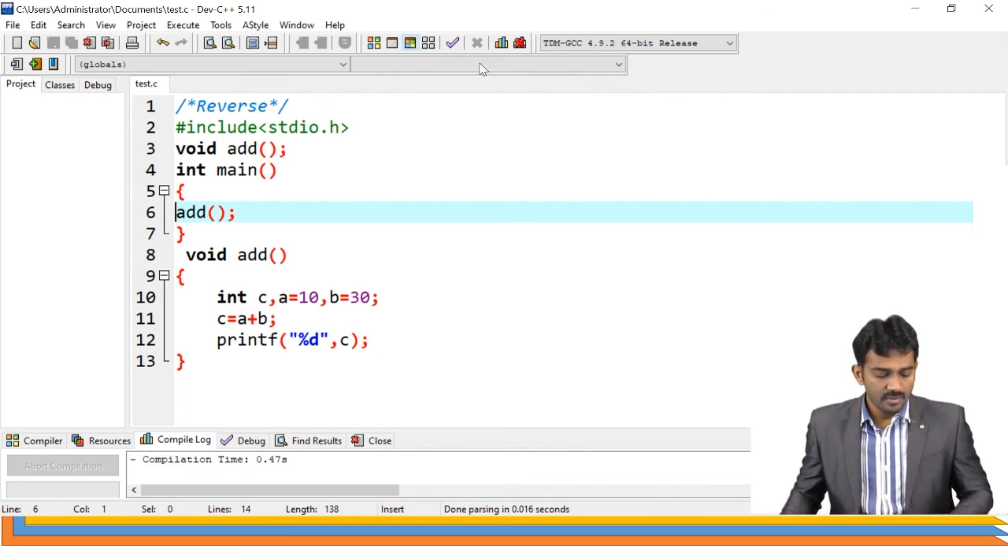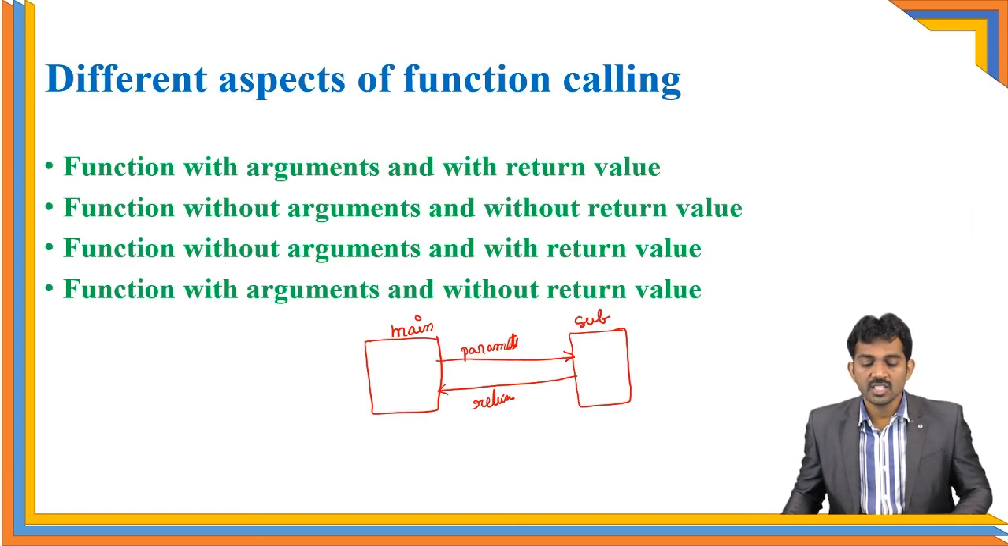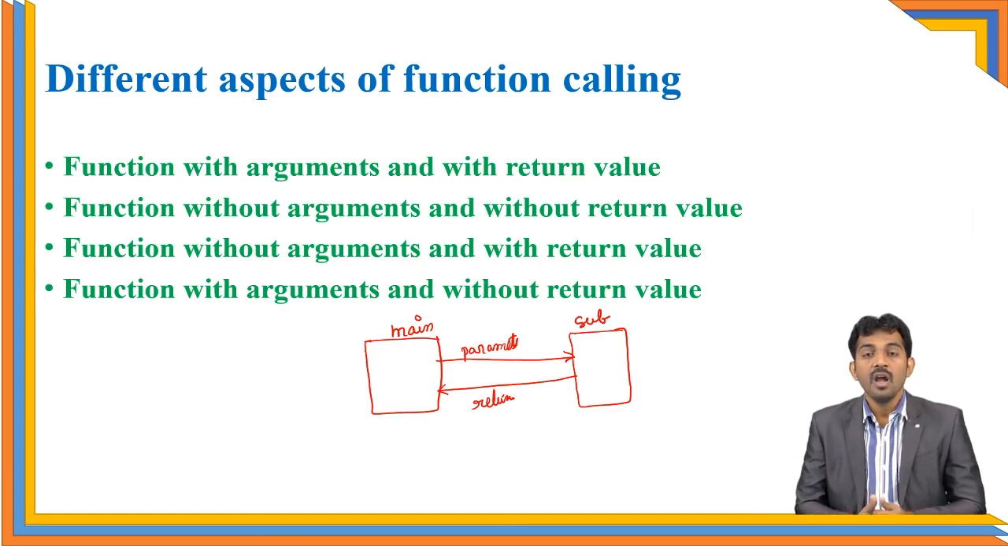Okay. In the next class, we will see various types of argument passing mechanisms: call by value and call by reference, and how they work.